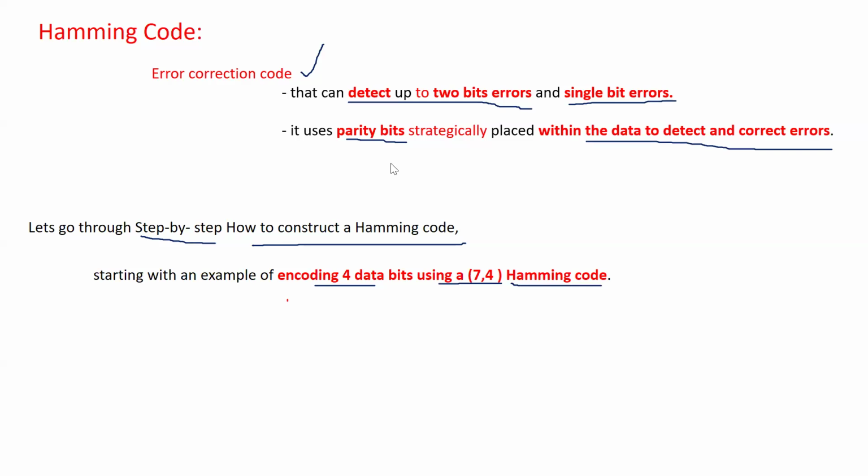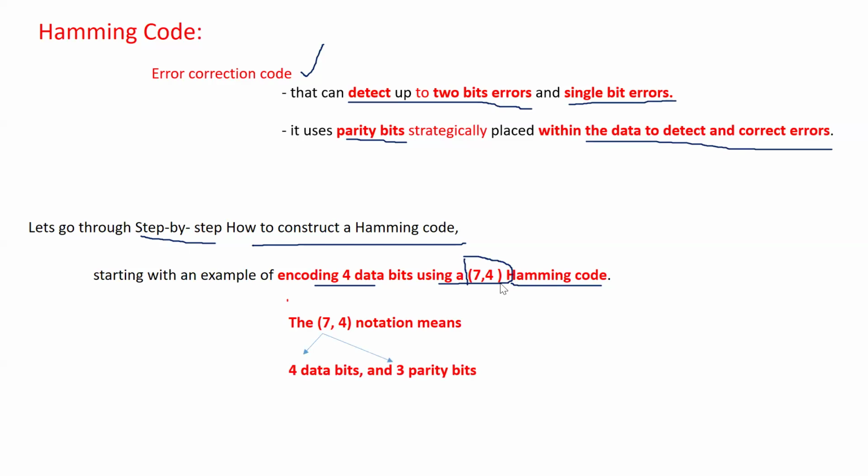So let us see this here. There's a 7, comma 4. Previously, we have not used this type of format. In the Hamming code it is used, so we have to know what it means. The 7, comma 4 notation means here we are going to use 4-bit data and 3 parity bits.